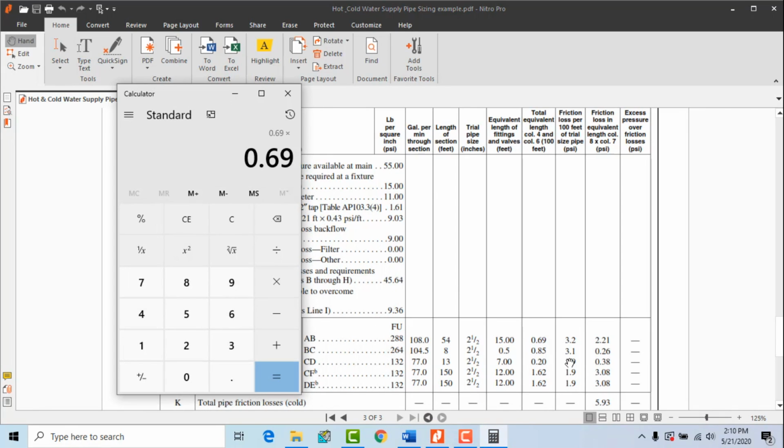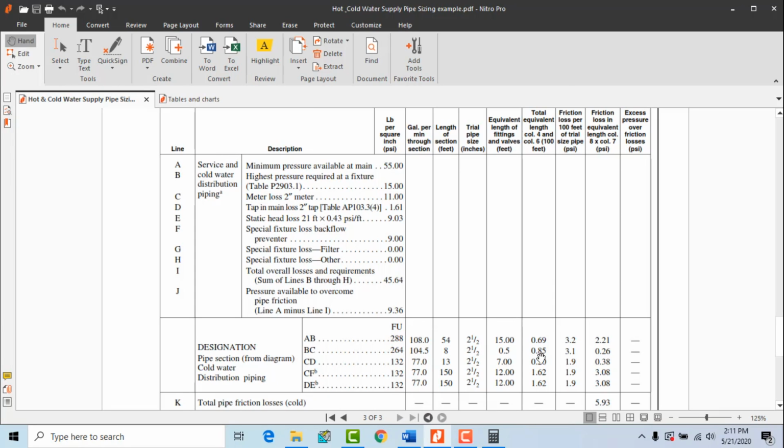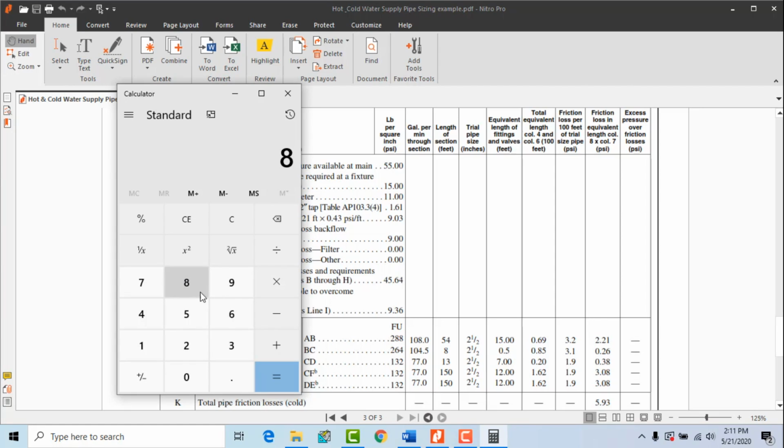So 0.69 into 3.2, that is 2.21, and then again we have 0.5. Sorry, this one is by mistake 0.85, it should be 0.085 because we need to add both lengths, that is 8 plus 0.5, that is 8.5. 8.5 divided by 100, 0.085, so it's by mistake 0.85, it should be 0.085.